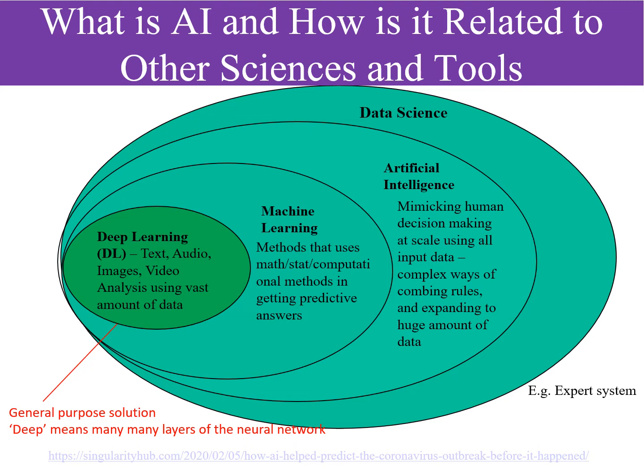So this picture implies that data is the foundation for artificial intelligence. And what is artificial intelligence? It is mimicking human decision making at scale using all types of input data, however complex in terms of the data architectures, but developing complex ways of combining rules and expanding to huge amounts of data.